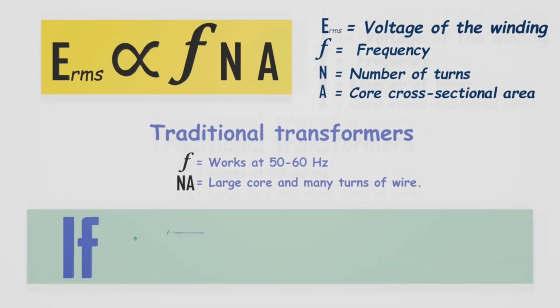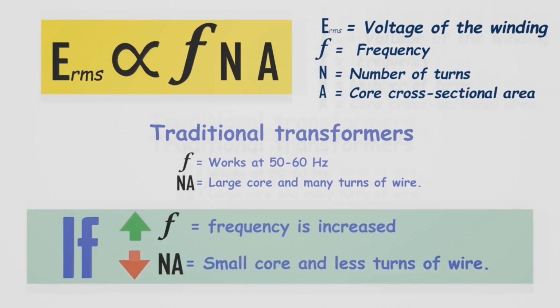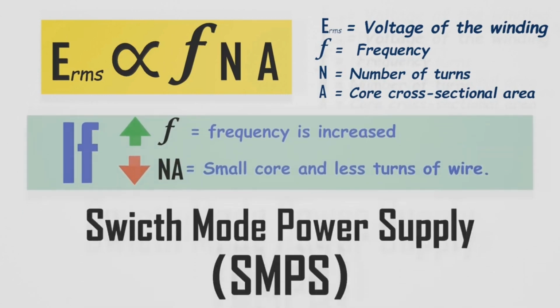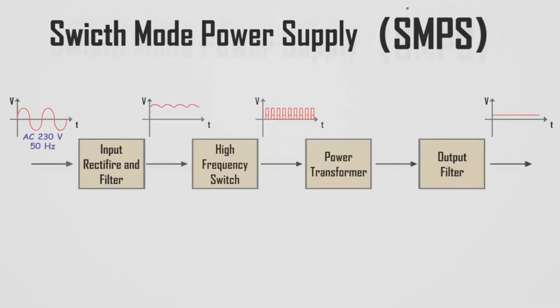But we can solve this problem if we have a way to increase the frequency of the current. Then we can use small coils in the transformer and reduce its size heavily. These kinds of power supplies are called switch-mode power supplies, or SMPS. Let's see how this SMPS works.